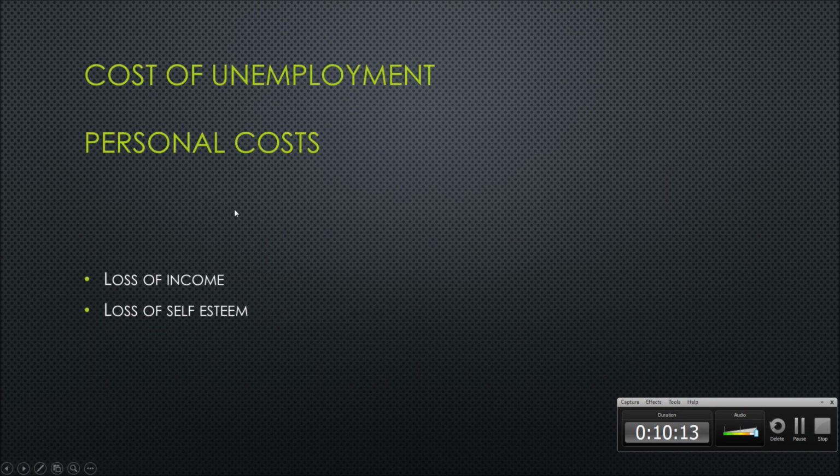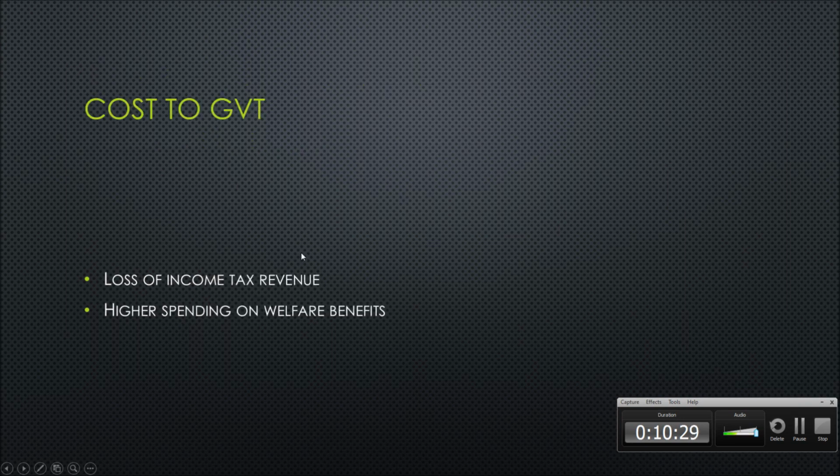So get back to the first one, personal cost. There's loss of income, so it reduces the ability to buy goods and services. That's number one. Number two, loss of self-esteem. They might be ill, and this could lead to depression. Cost to government, and this is when there's a loss of income tax revenue. And what this would link to is higher spending on welfare benefits, which is not good at all, as there are less active people in the economy.